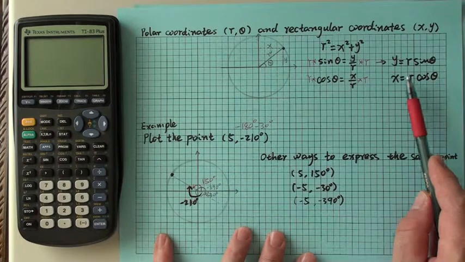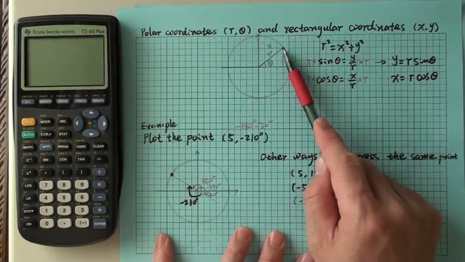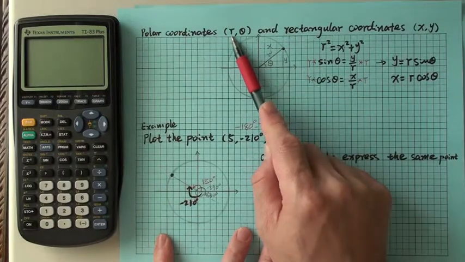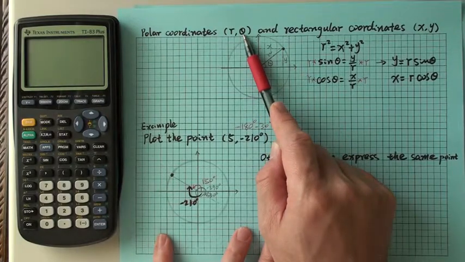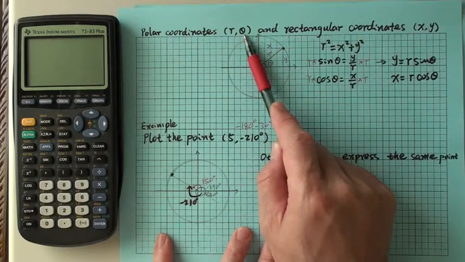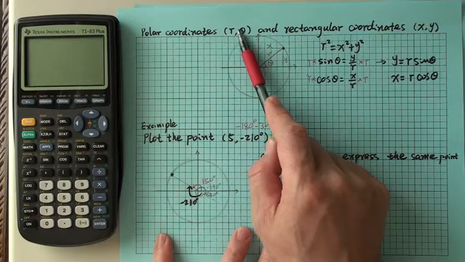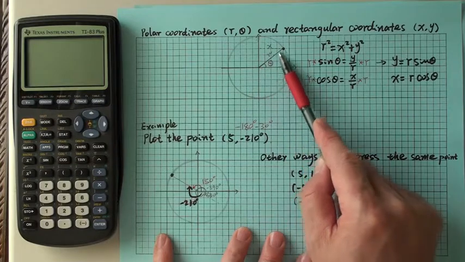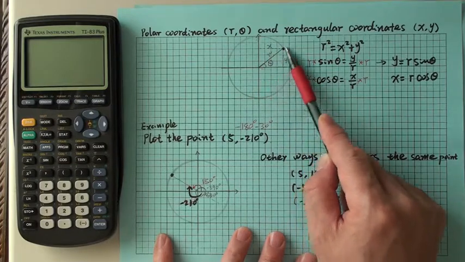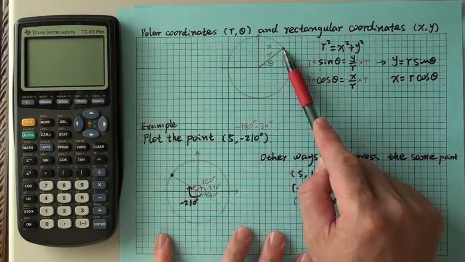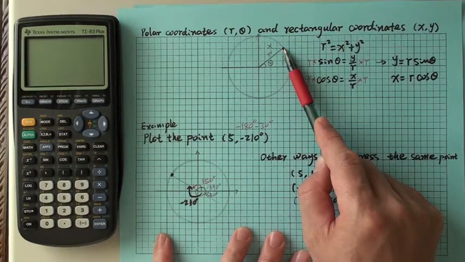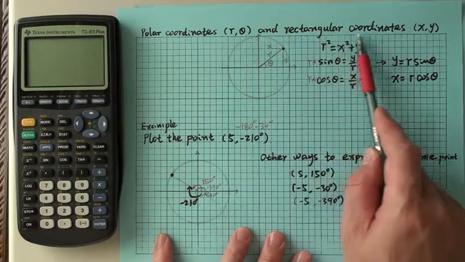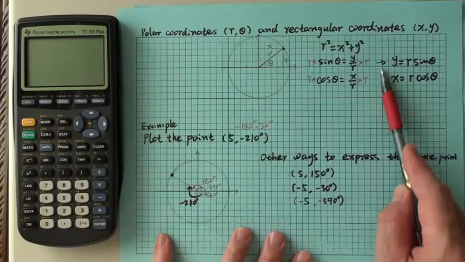So sometimes we then express this point by r and theta. And then this coordinate will be called polar coordinates, because if we know the angle and we know how long this radius is, then we can exactly put the point right there. And we can also find out the rectangular coordinates by this relationship.